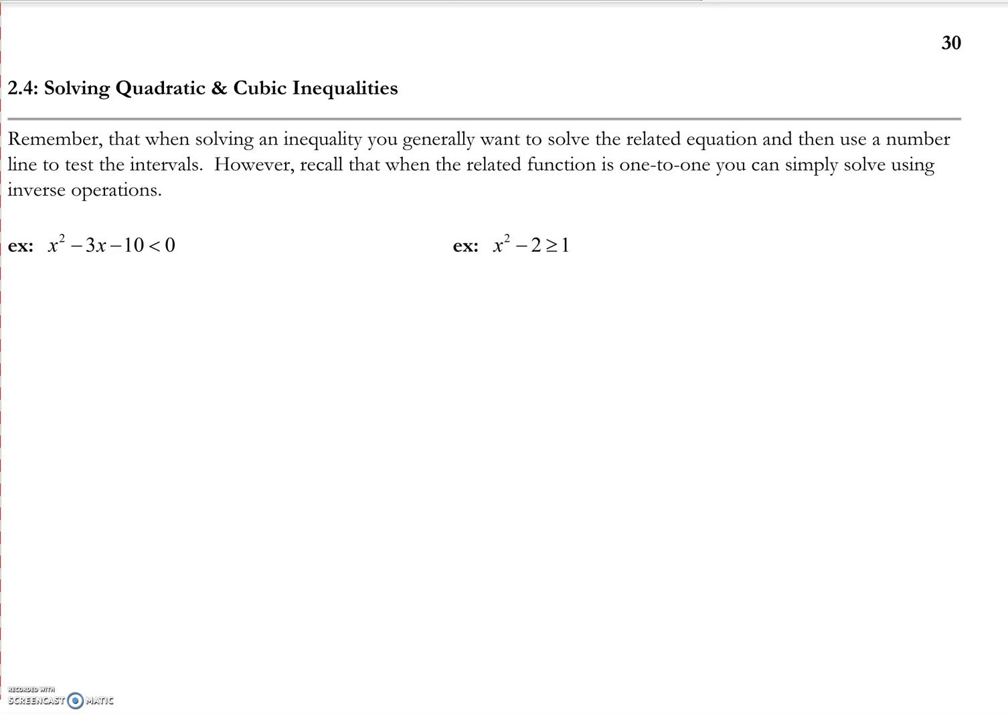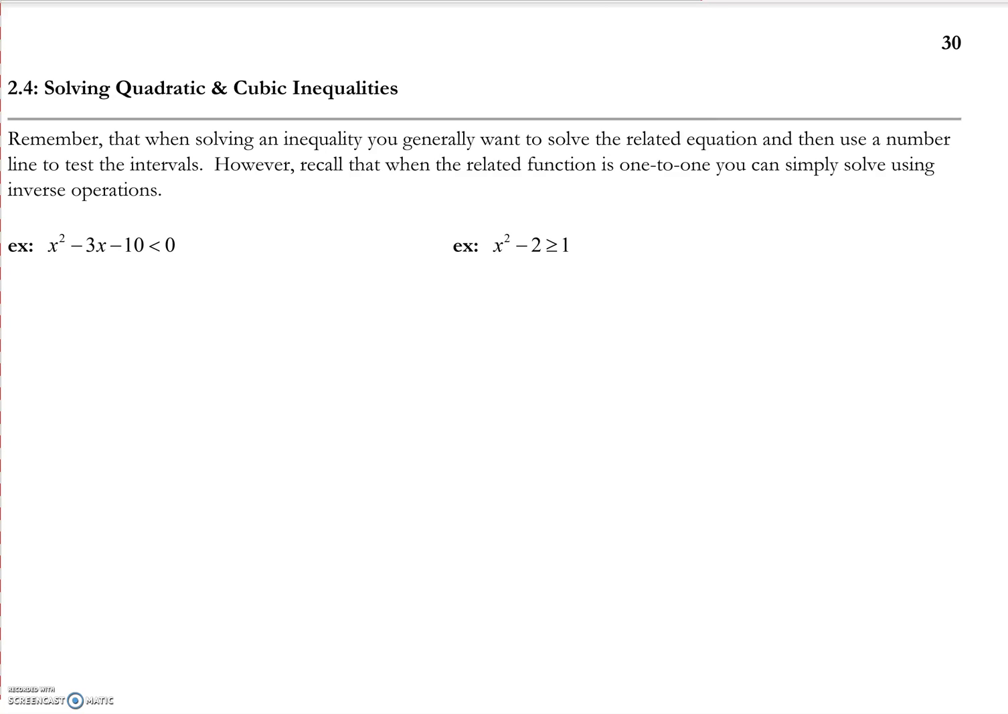So if we continue reading, it says, however, recall that when a related function is one-to-one, you can simply solve using inverse operations. So just like back in Algebra 1, if I gave you something like negative 2x plus 3 is greater than 7, you would just have to solve using inverse operations and possibly flipping this sign if we multiply or divide by a negative. And that's because a linear function is one-to-one.